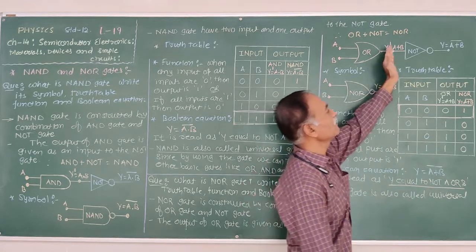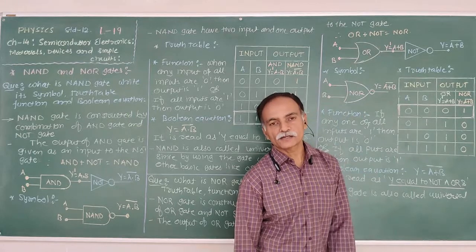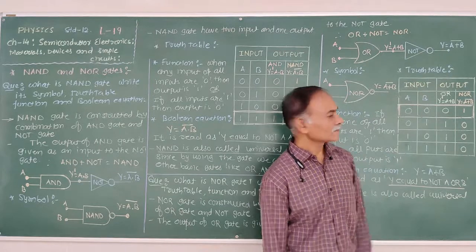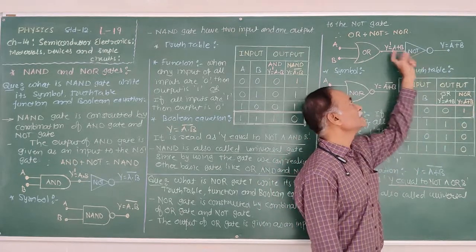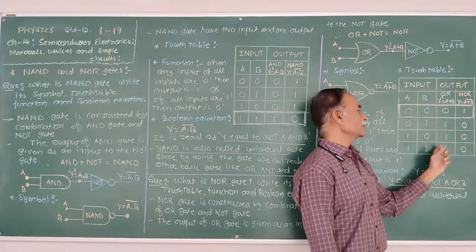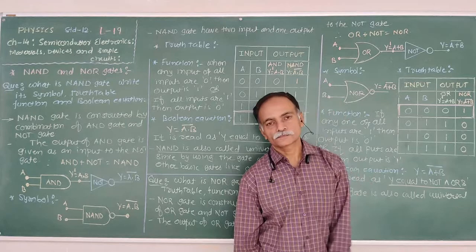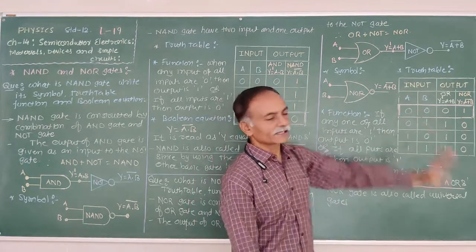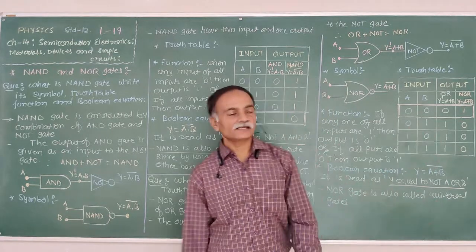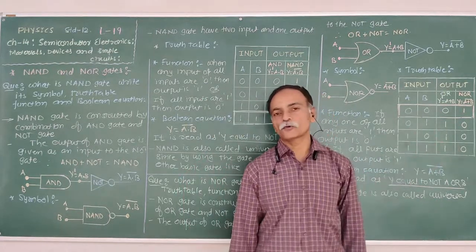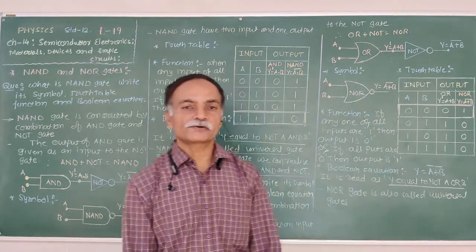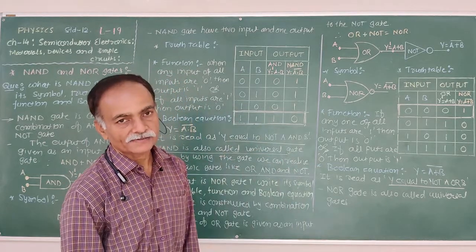This output is given as the input to the NOT gate, so we obtain the inverted output. So 0 inverted to 1, 1 inverted to 0, 1 inverted to 0, 1 inverted to 0. So finally, there is the truth table for the NOR gate. It is easy to keep in mind that we also add the output of the OR gate here, and the output of the AND gate, to prepare the truth table of NAND and NOR gate.